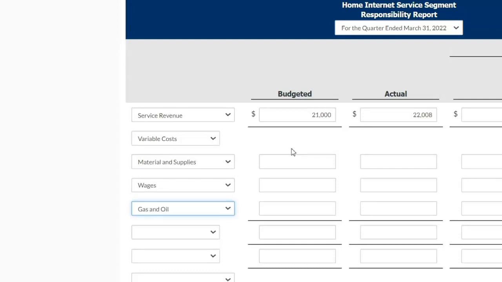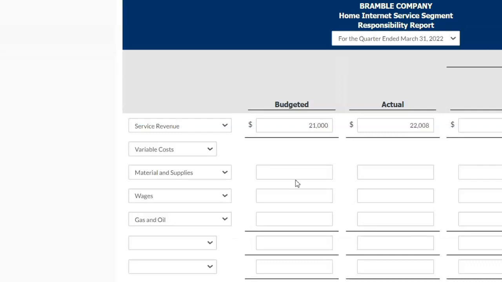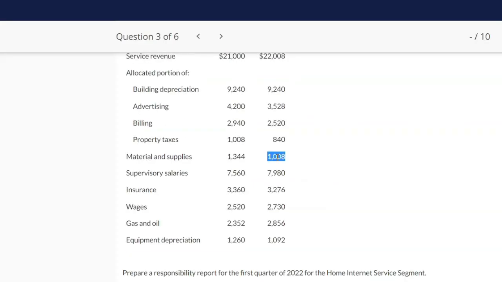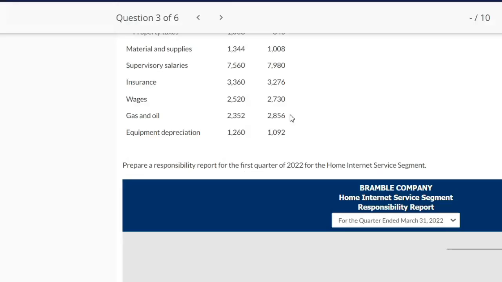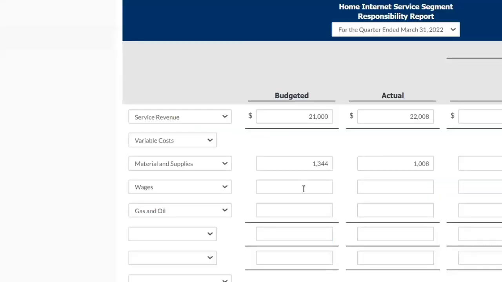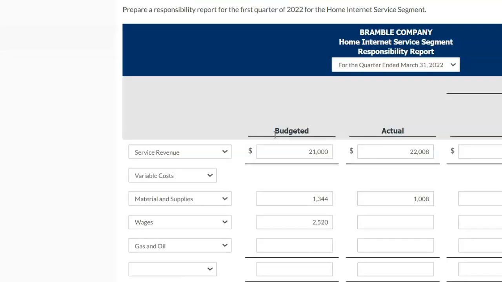Okay, so we'd have to do it. So material and supplies. Only those costs a manager has control over. That's a variable cost and direct fixed costs, which we will call controllable costs. Controllable fixed costs.